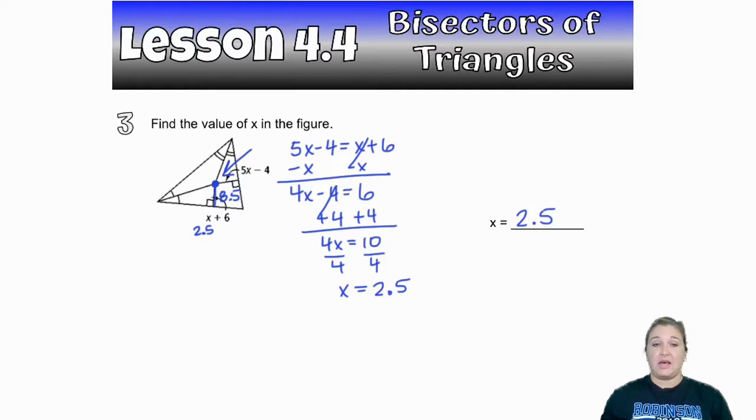So we looked at the bisectors of triangles. We have angle bisectors, which cut an angle basically in half. And then we have perpendicular bisectors, which cut a side length in half and make that line at a 90-degree angle. We talked about the circumcenter, which is the intersection of all the perpendicular bisectors, and then we have the incenter, which is the intersection of all the angle bisectors. So again, we're growing our vocabulary with these special segments, and I think that this wraps up all of our special segments.